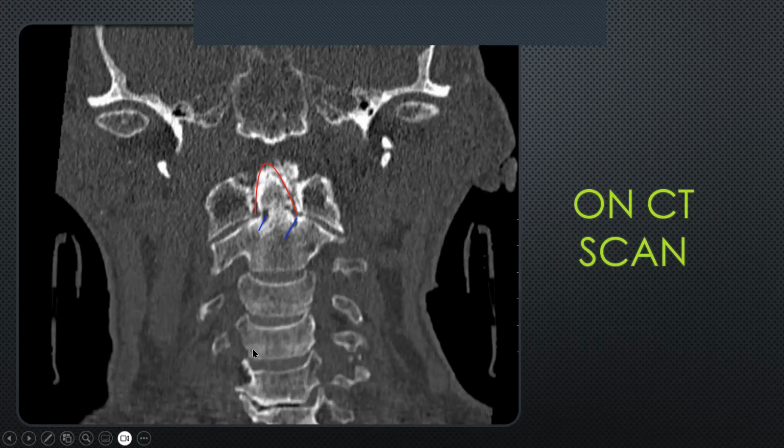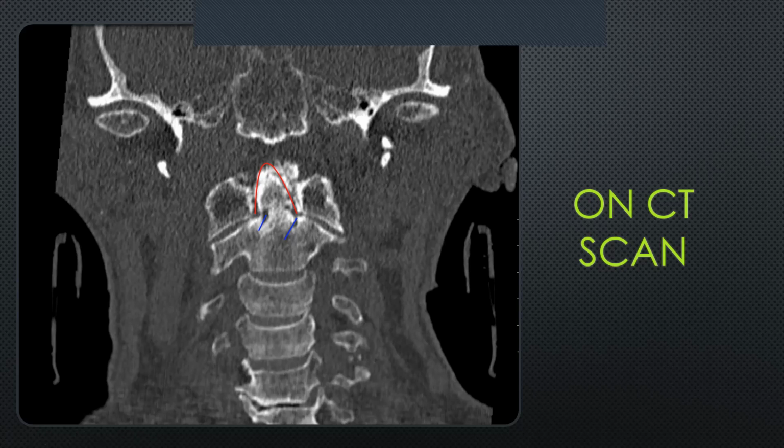Here we can see what it looks like on CT scan. You can see the odontoid process, or the odontoid peg, and there you can see the fractures running through. I didn't draw this; it was on the picture already, just to give you an idea of what it looks like on CT scan.